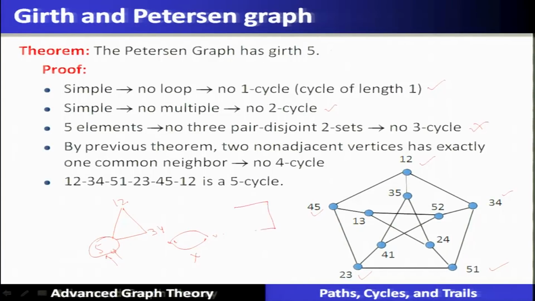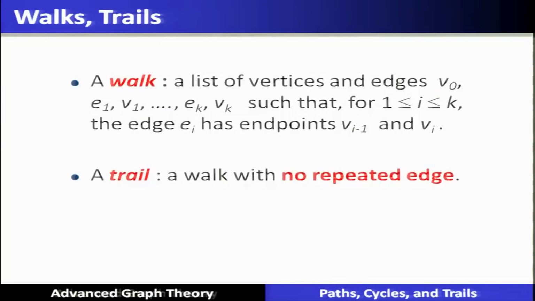Now, about the four cycle. A four cycle is 1, 2, then 3, 4. Now, 5 and one more element is required, and here two more elements are required. In the previous theorem, we have seen that for two disjoint elements, 1, 2 and 2, 3, there is only one common element possible. Two non-adjacent vertices will have exactly one common neighbor. So, we require two common neighbors to complete the four cycle, which is not possible. So, this completes the proof that the Petersen graph has a girth of 5.